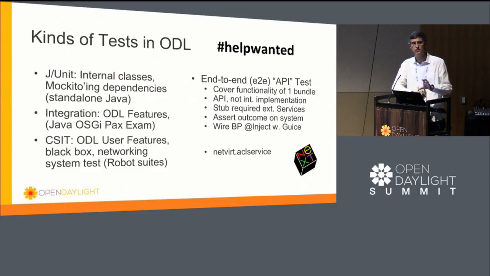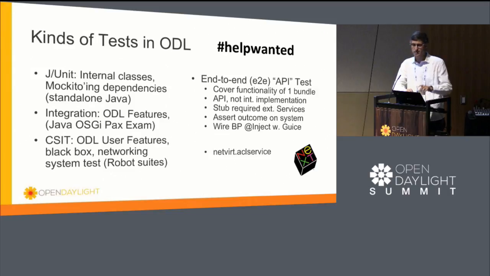Because you don't want to be testing Genius. You want to be testing, in this case, network ACL service. Just an example, right? You want to be testing one particular project and not run the code in other bundles. You want to call the code in your bundles and see if it has done the outside service calls that you expected.